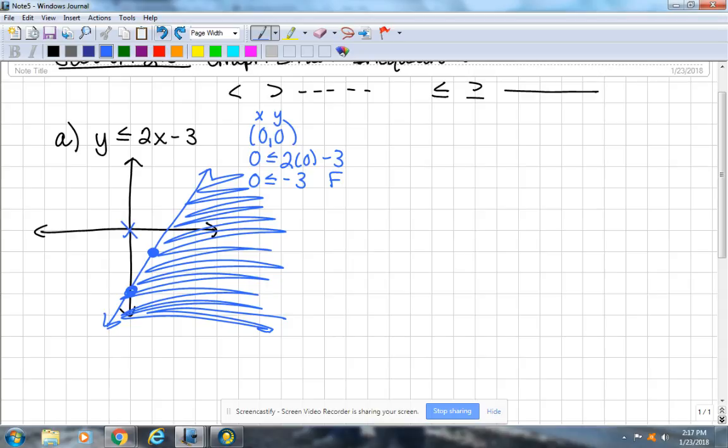So if it's true, you shade that side with your test point. If it's false, you shade the other side. Okay? Let's try another one. Let's do y is less than negative 3 over 2 x plus 2. Is it in slope-intercept form? Yep. Are we going to use a solid or a dotted line? Dotted. Dotted, very good.